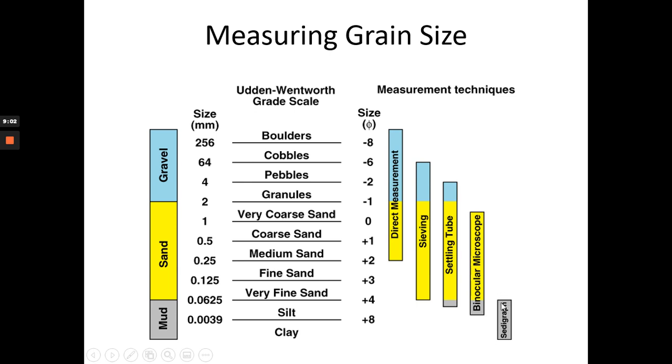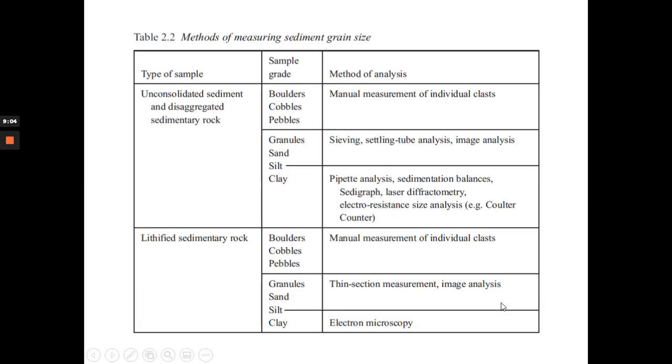So let's go to the next slide here. This is just a list of the common types of methods you use to measure sediment grain size. Two criteria are important. First, whether or not the sediment is consolidated. It might be unconsolidated sediment, or it might be lithified sediment here. So let's just go through this one.